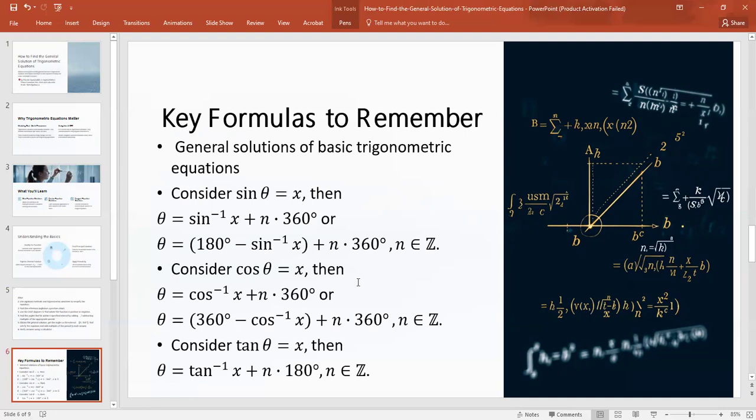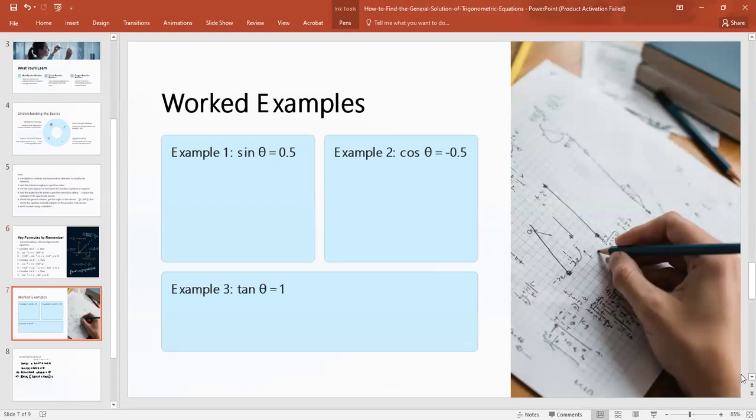Next, you have to consider cosine theta equals x. Therefore, the solution will be theta equals inverse cosine of x plus n times 360 degrees, or the next solution will be 360 degrees minus inverse cosine of x plus n times 360 degrees, whereby n is an element of the integers. The third basic trigonometric equation under consideration is the equation tan theta equals x. The solution would be theta equals inverse tan of x plus n times 180 degrees, whereby n is an element of the integers.